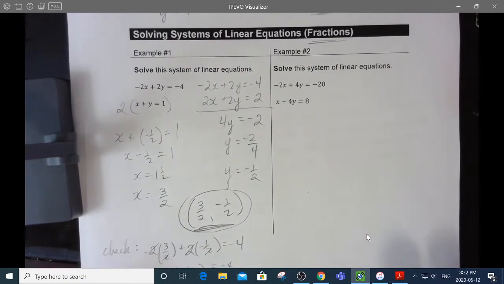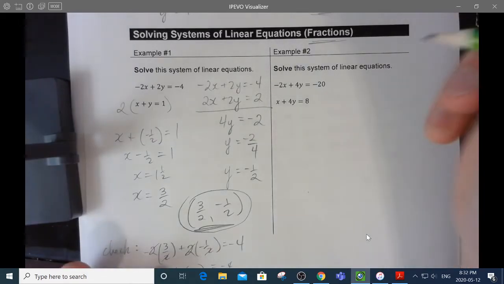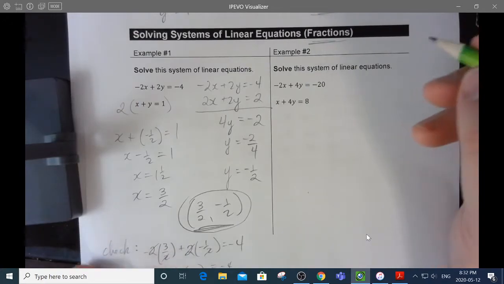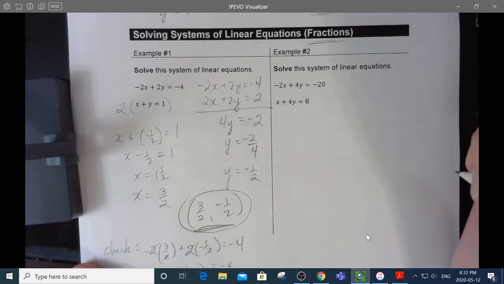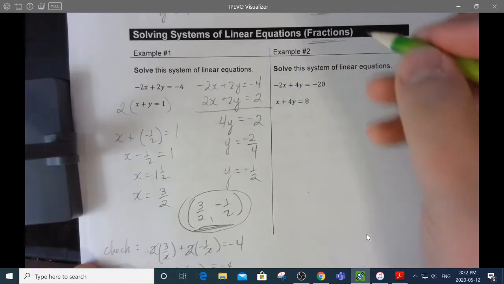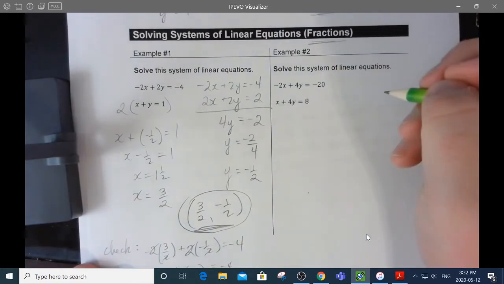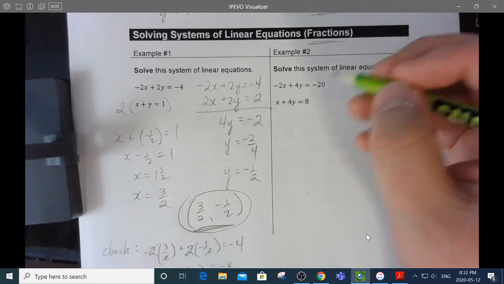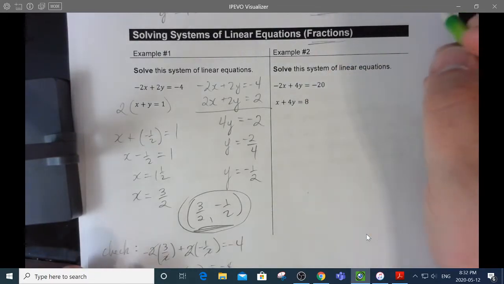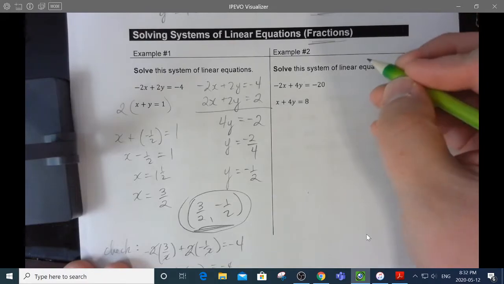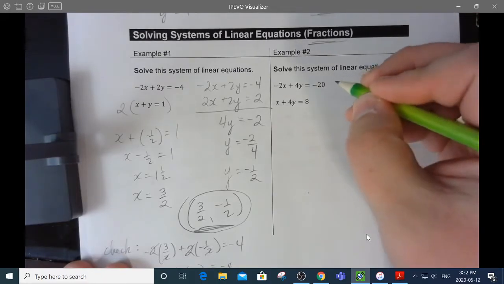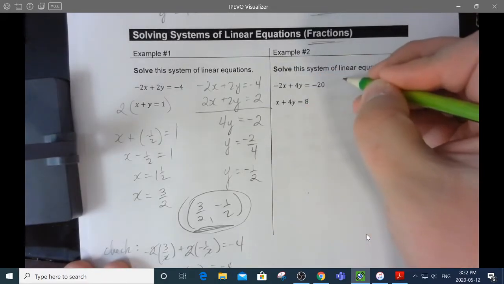Okay, the next one's going to be the same. It's going to turn out to be fractions, and it's going to be even uglier numbers. But my favorite thing about math is that the rules don't change because the numbers got ugly. In fact, I'm going to get creative on this one. You know what I notice is that these both have a 4y in them. I could just subtract the equations right now, but just for fun, I'll do this one the other way. I'll do this by substitution. I will add 2x to both sides.